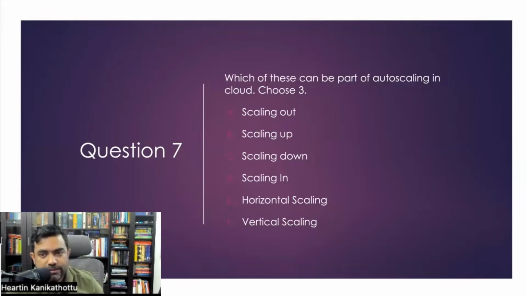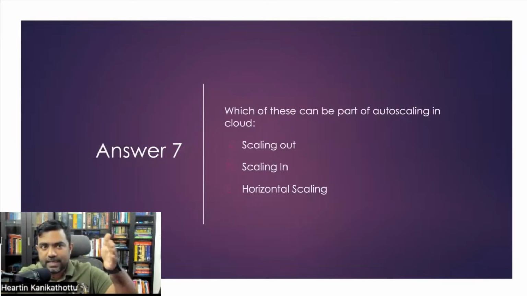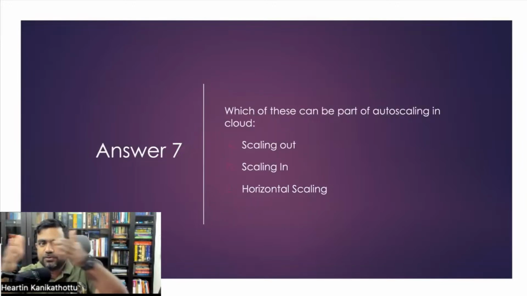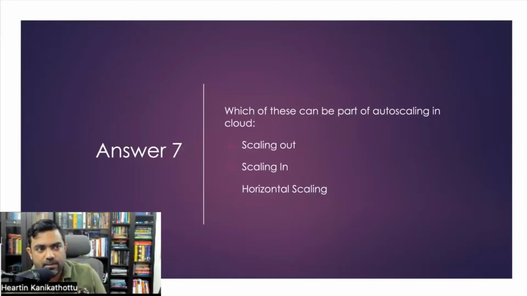And final question. I need all of you to answer this based on your understanding. Which of these can be part of auto scaling in cloud? We learned, right? Auto scaling is generally applicable for one of horizontal or vertical scaling. Which of these are part of auto scaling in cloud? Give 3 options. So it is scaling out, scaling in, and that is horizontal scaling. Clear?